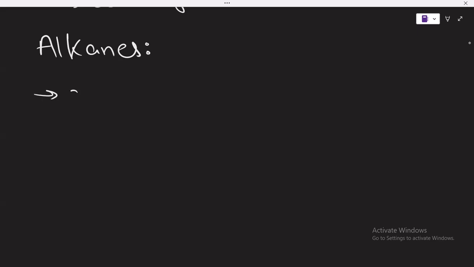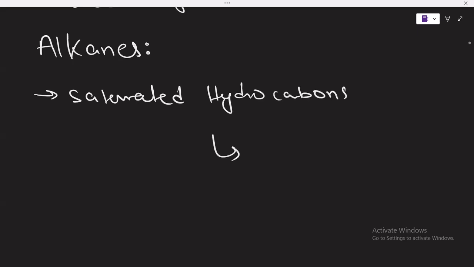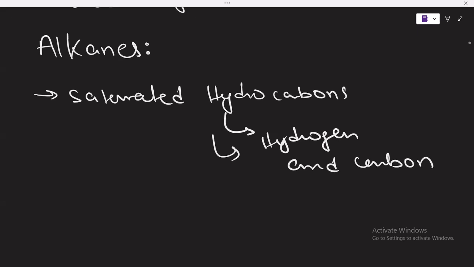So let's talk about alkanes. Alkanes are saturated hydrocarbons. And what are hydrocarbons? Whenever you see the word hydrocarbon, hydro stands for hydrogen, and carbon, of course, stands for carbon. So hydrocarbons are all the compounds that are made up of hydrogen and carbon. So what are alkanes? Alkanes are saturated hydrocarbons, and hydrocarbons are the compounds made up of hydrogen and carbon.